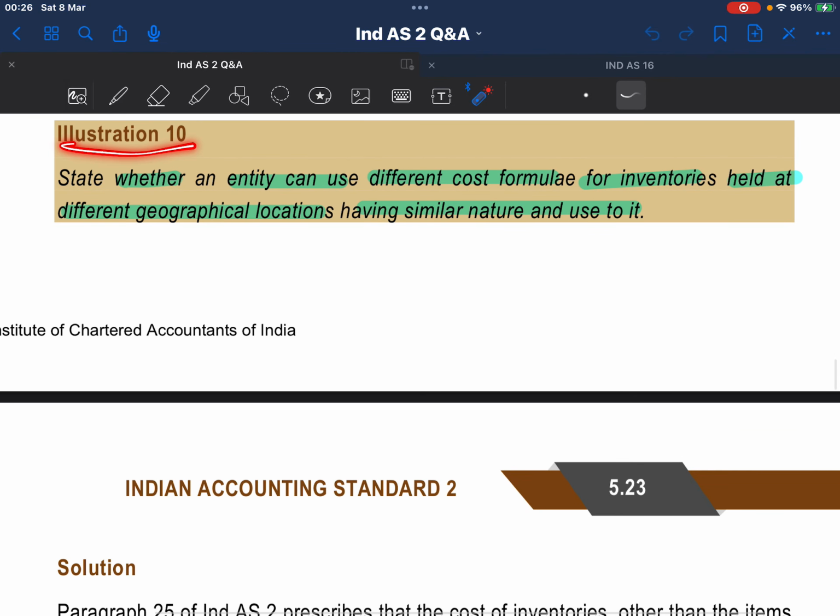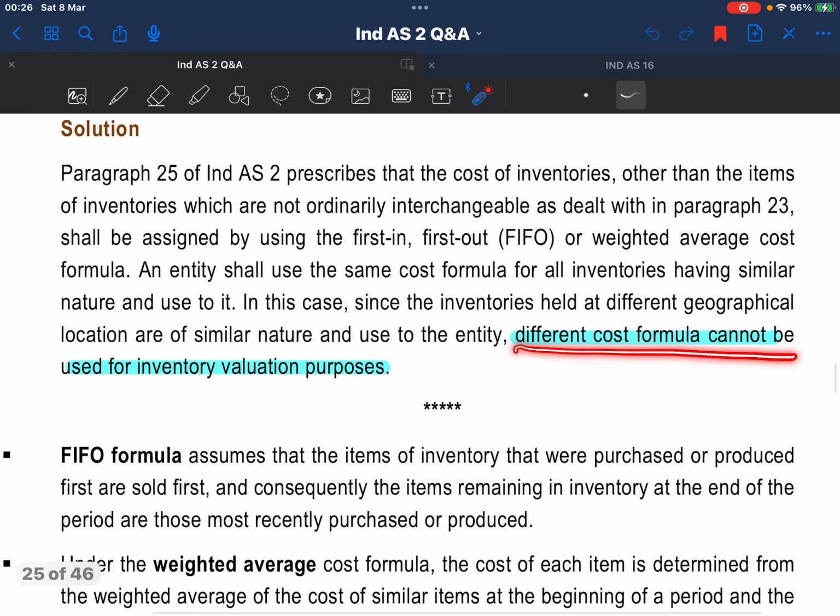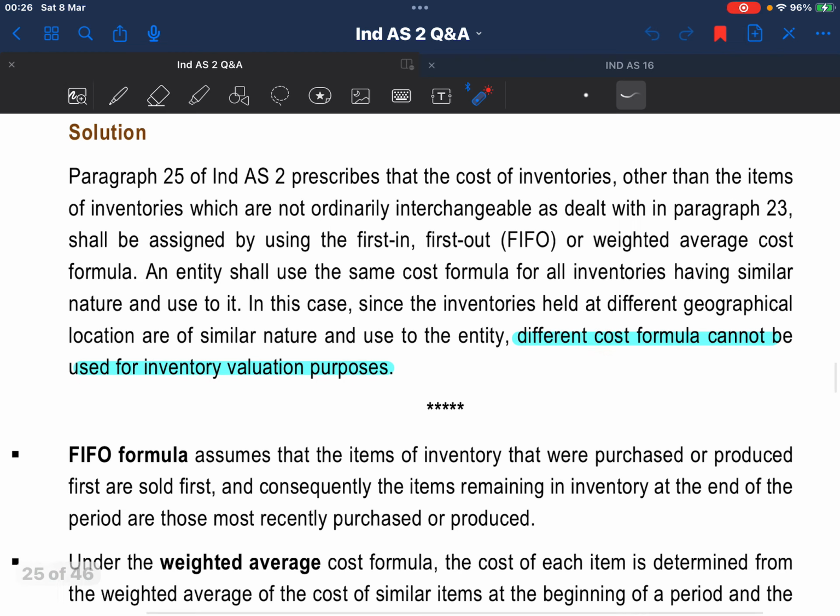Next, coming to illustration 10: whether an entity can differentiate cost formula for inventories held at different geographical locations having similar nature and use to it. Solution: different cost formulas cannot be used for inventory valuation purposes.